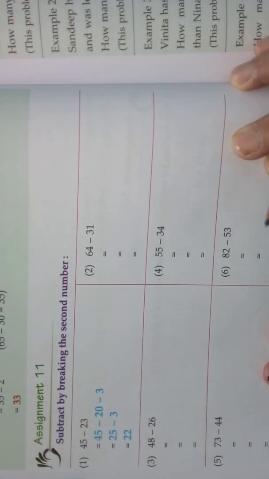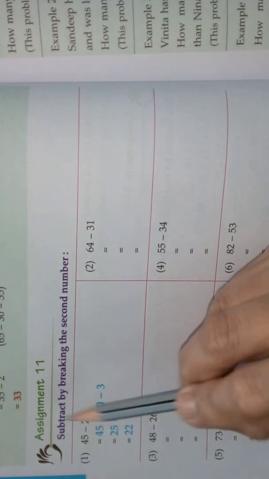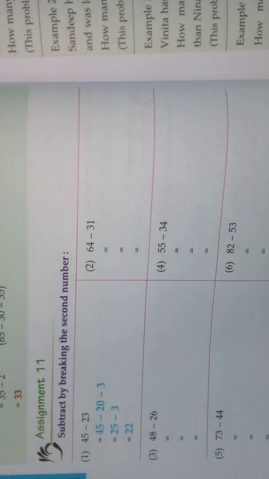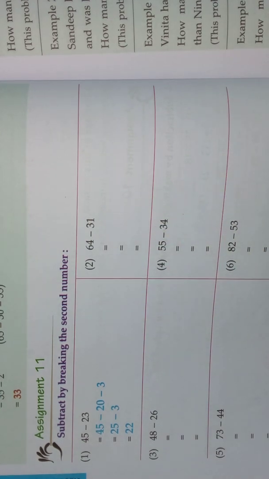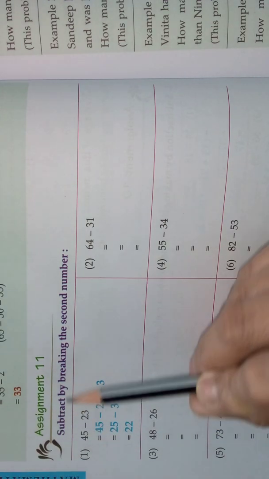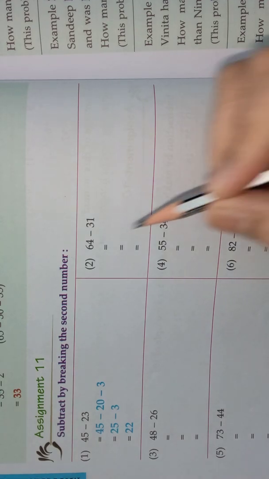Second sum. Look here, 64 minus 31. So, what should we do? What is the question? Subtract by breaking the second number. So, we can't simply do it. We should break it. The procedure in this way only we should do. If the question is like this, subtract by breaking the second number, we should do it in that concept only.